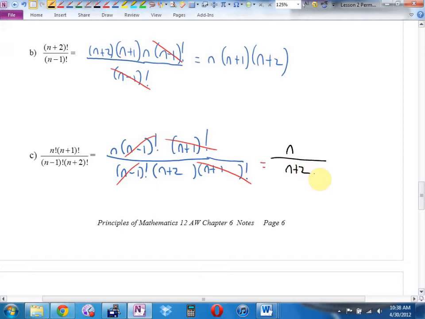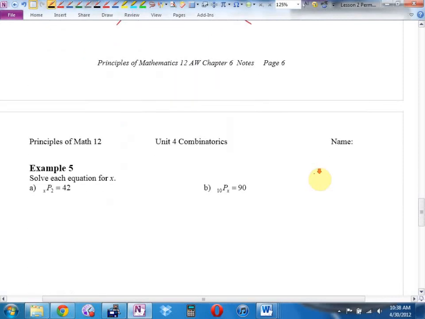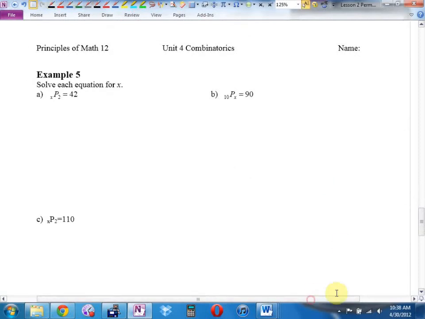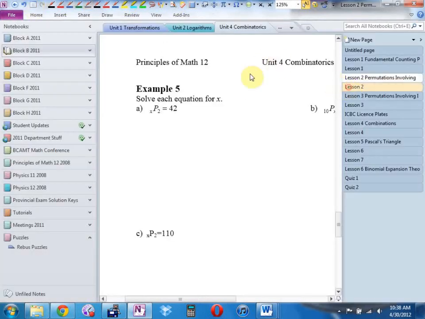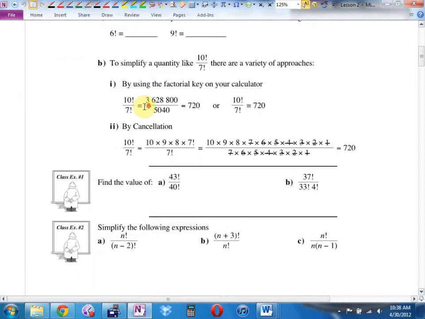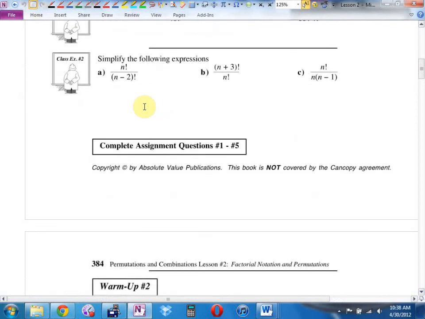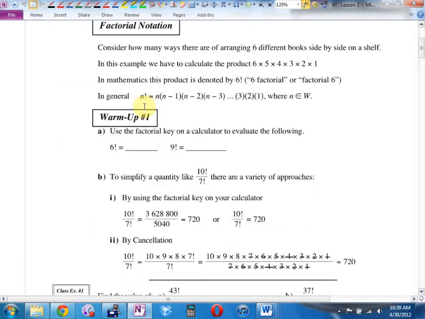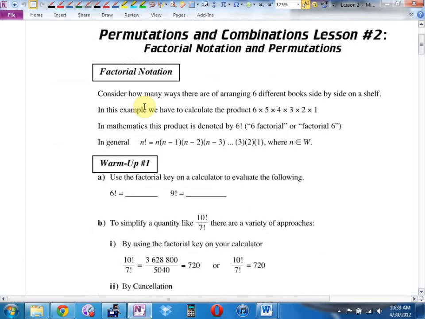These take some practice. You'll get some in your homework to practice. Turn the page. We're going to come back to these. Keep this handy, but can you open your workbook, please, to page 383. Page 383.